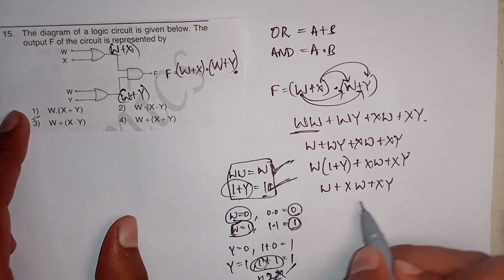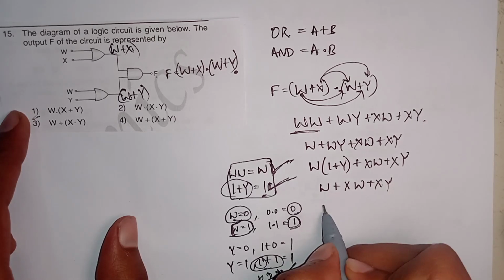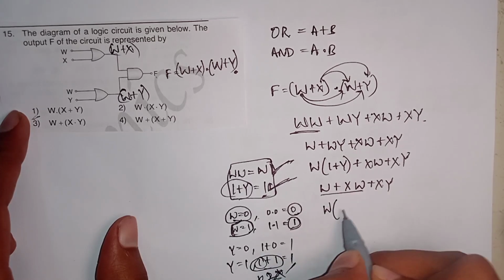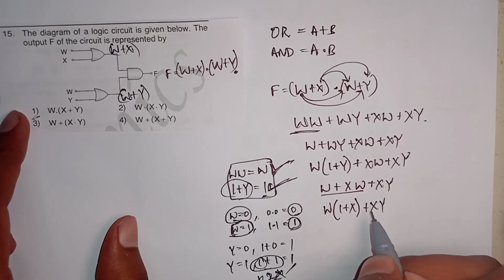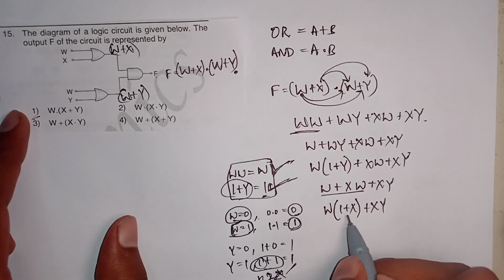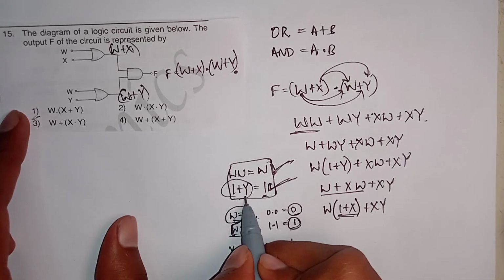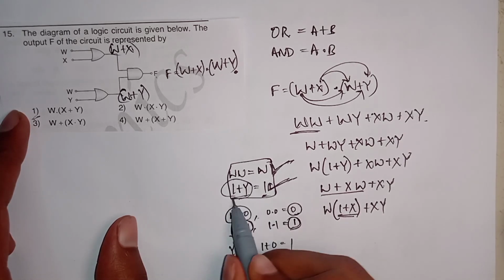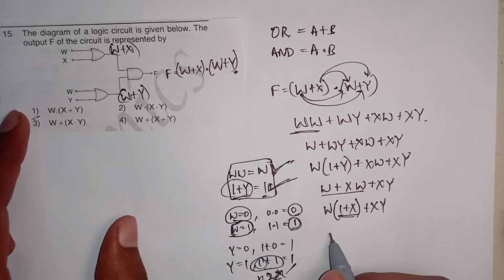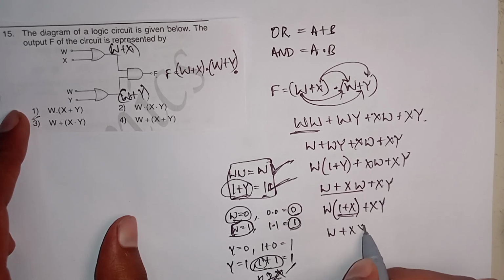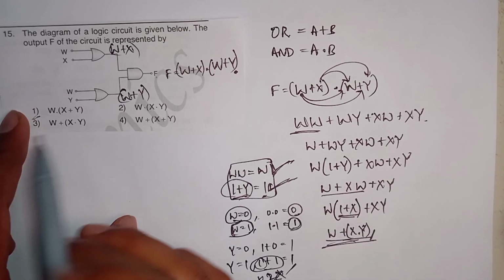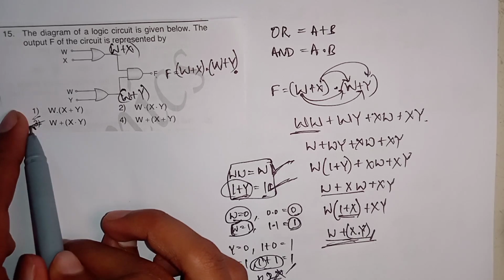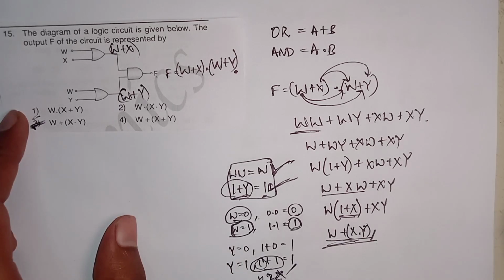Again, just solve this question. We can take a W common here: W times 1 plus X plus XY. Again, 1 plus X is the same form as 1 plus Y, so we can write this as 1 again. That is W plus XY, X dot Y. See, this expression is in option number 3. This is how you have to solve this question.